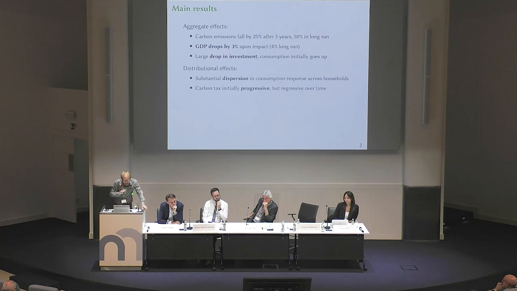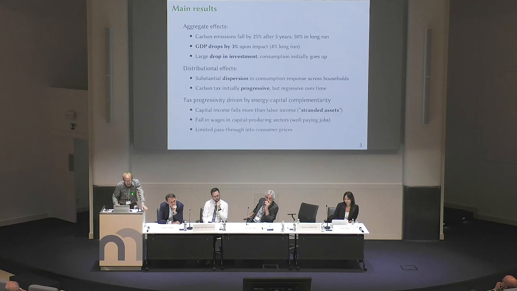If I look at the distribution effects, I see that there's substantial dispersion among households, and the carbon tax is initially progressive, but then becomes a bit more regressive over time. And so this tax progressivity is driven by this energy capital complementarity that I introduced in my model.